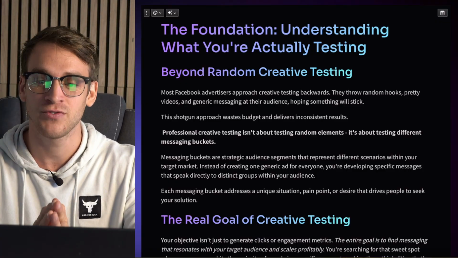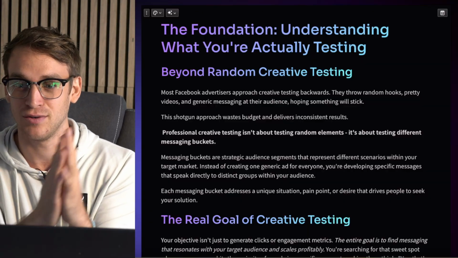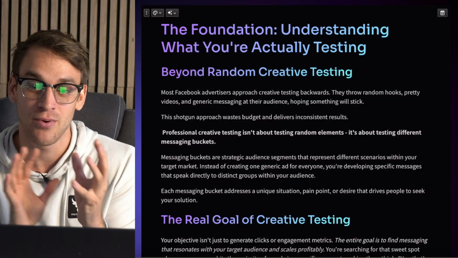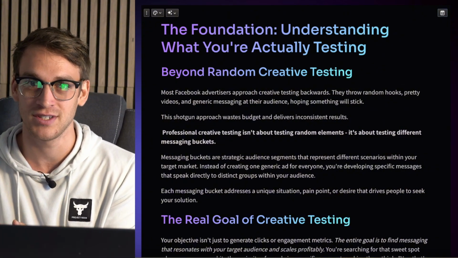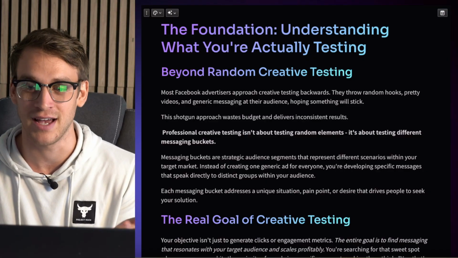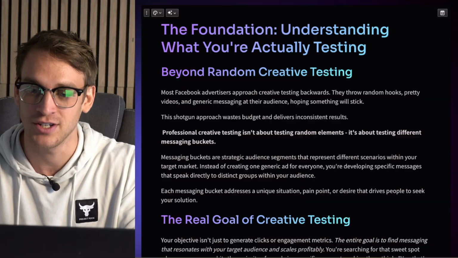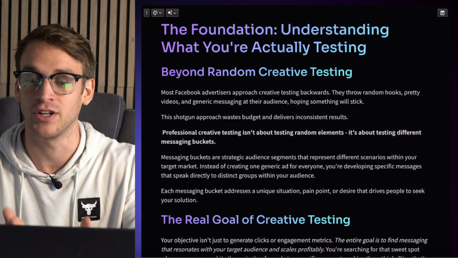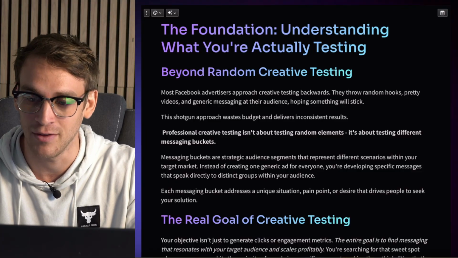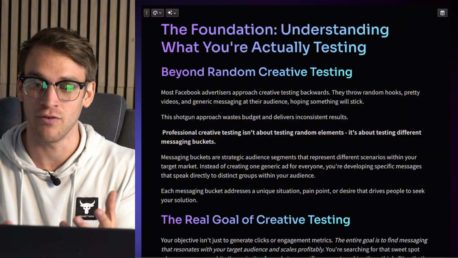Now, most Facebook advertisers approach creative testing backwards, by the way, too. So they throw random hooks, pretty videos and everything and generic messaging at their audience, hoping that something will stick. Okay, so it's like a spray and pray type thing. There's no system behind it. This shotgun approach wastes ad budgets and delivers inconsistent results. So professional creative testing that we're going to go over today isn't about testing random elements. It's about testing strategic different messaging buckets, and we're going to go over what that is here.